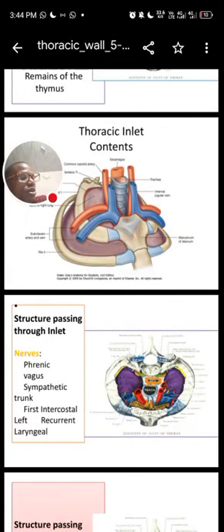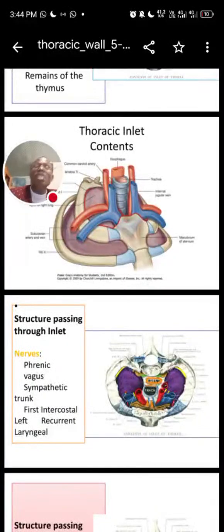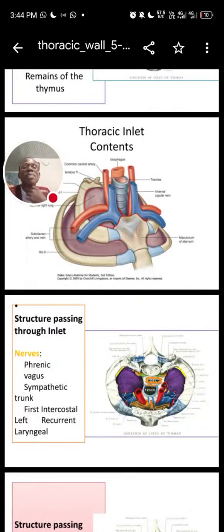Rutelo. Okay, so for viscera it is rutelo. R is for remains of thymus. Remains of thymus, write it down. Then the next one, the T, is for what? It's for trachea. Yes, the trachea is passing through it.